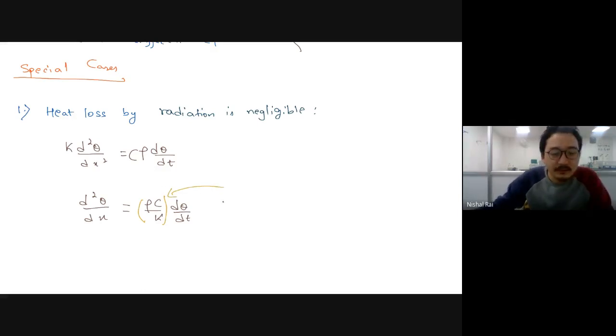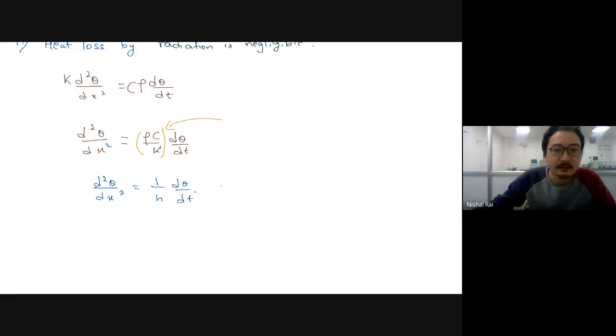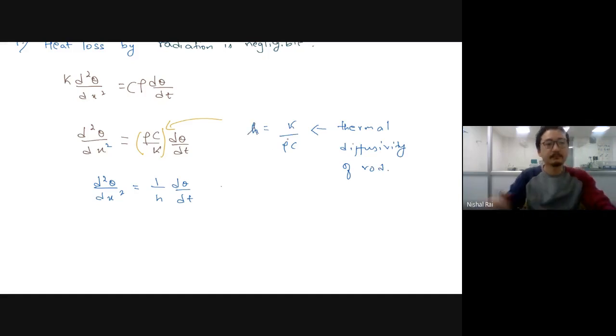So we write this as 1 by h. So you'll end up with 1 by h d theta by dt, where h is K by rho c. And this is basically called the thermal diffusivity of the rod. Now this is also just a constant. So this is one of the cases, for which the radiative heat was negligible.